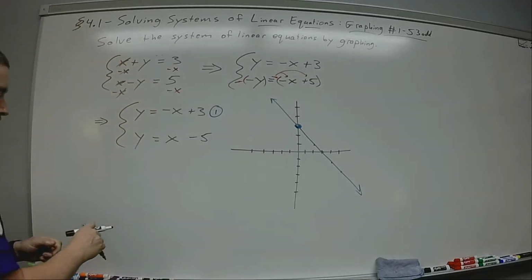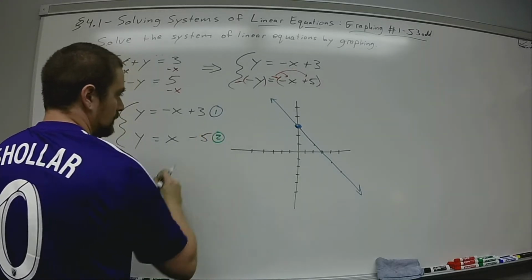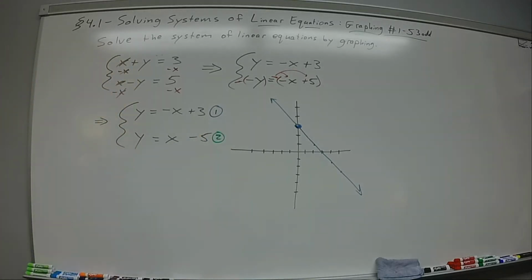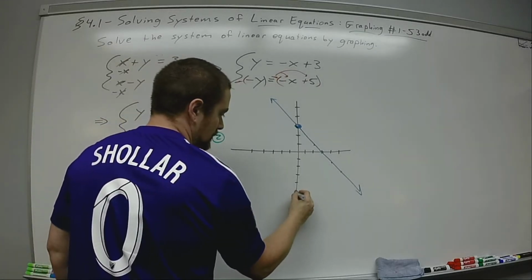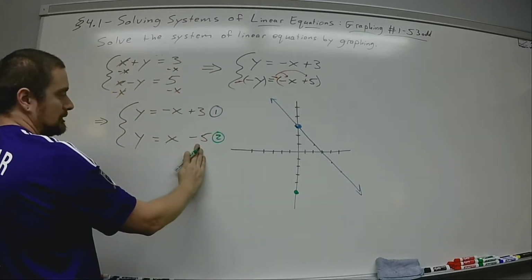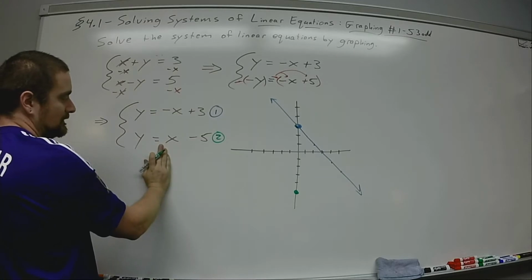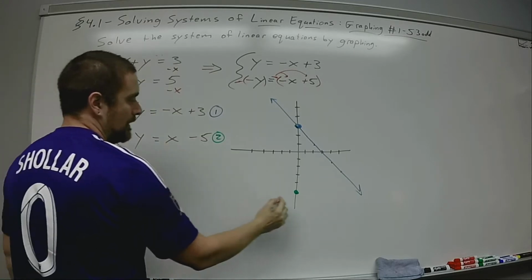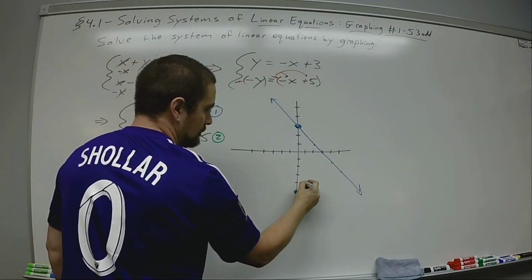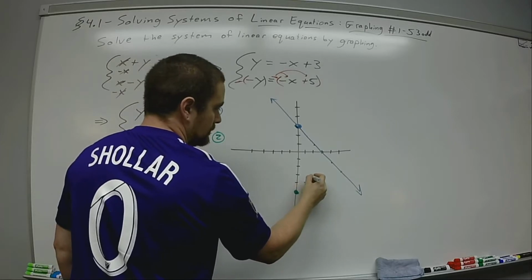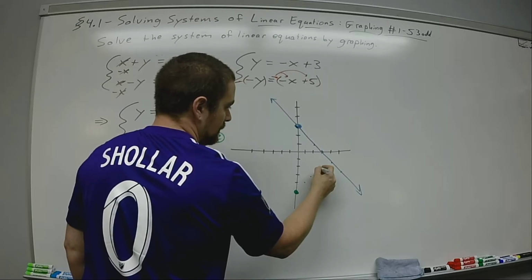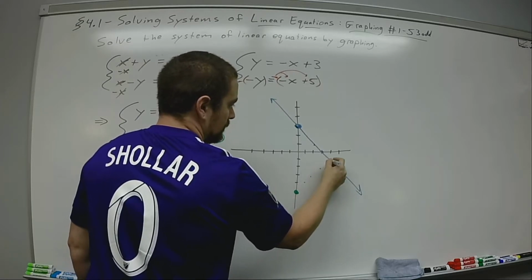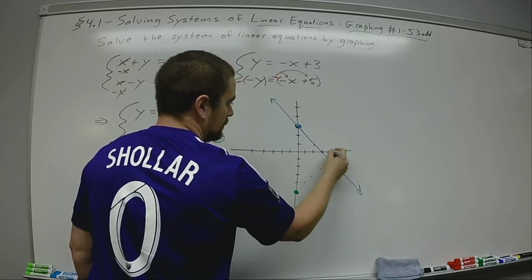Second equation, y equals x minus 5. I start at negative 5. There's my y-intercept. This has a slope of positive 1, so I'm going to go up 1 and to the right 1, up 1 and to the right 1. Every time I do that, I land back on the line. Up 1 and to the right 1, up 1 to the right 1.